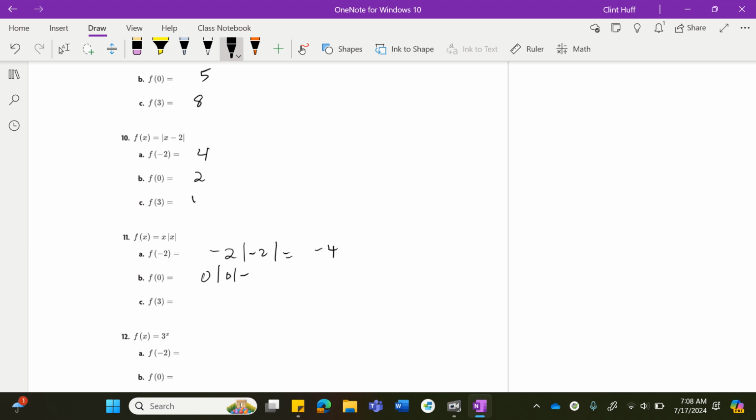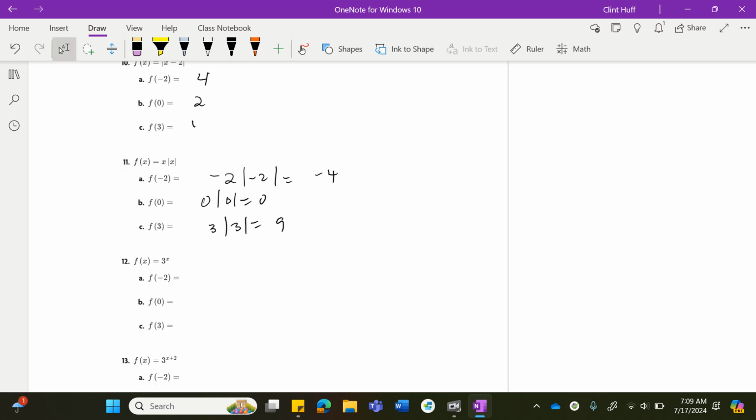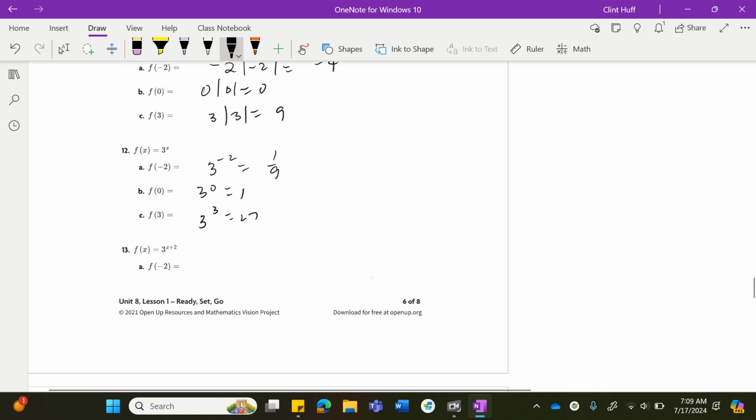0 times the absolute value of 0 is obviously 0. And then 3 times the absolute value of 3 is going to be 9. So the absolute value returns the positive version of the value, and the absolute value of 0 is 0. All right, the next one's going to be 3 to the -2 power, which is 1 over 9. Next one's 3 to the 0 power, which is 1. And the last one here is 3 to the 3rd power, which is 27.